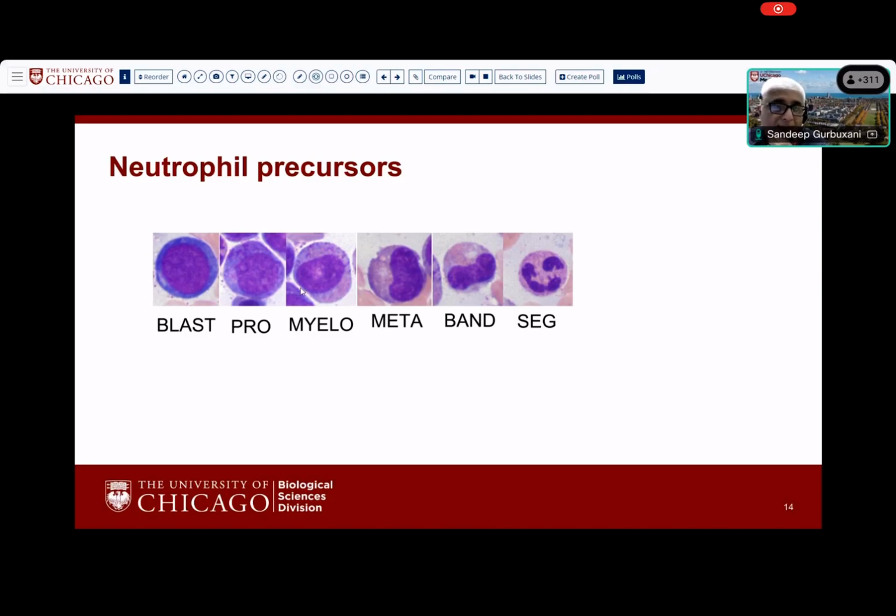So you have a myelocyte where the nucleus is still round, maybe a little bit indented, but still round. It takes up about two-thirds of the space within the cell.